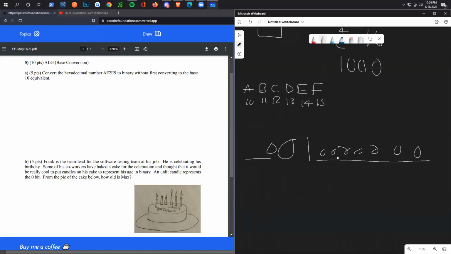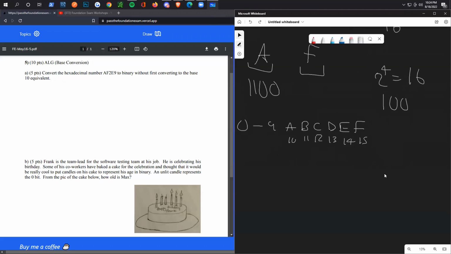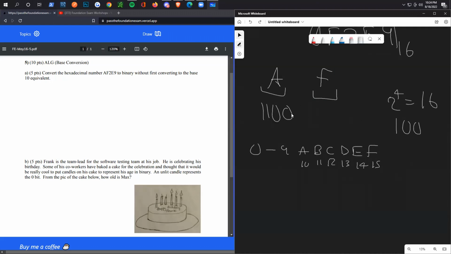How is that 10 in binary? My A. Oh, my bad. So this is 2 and then this is 8. There we go.